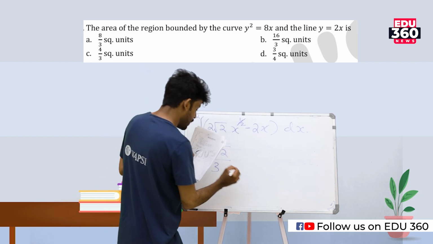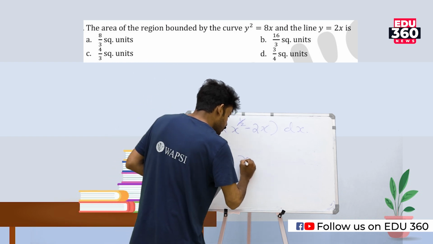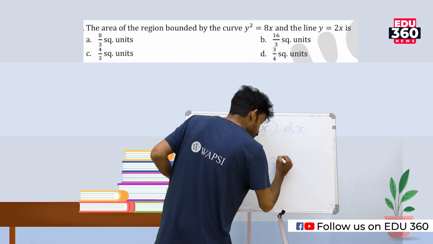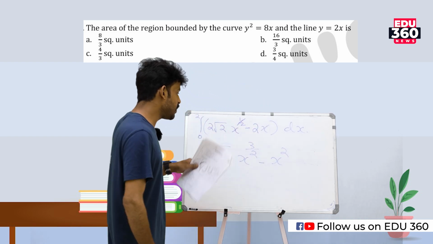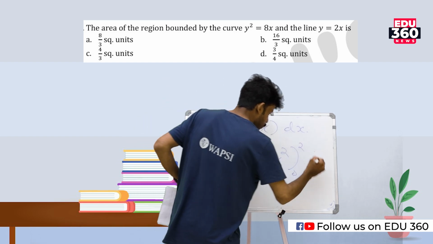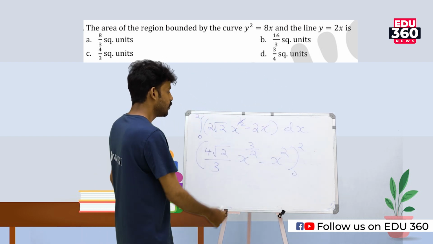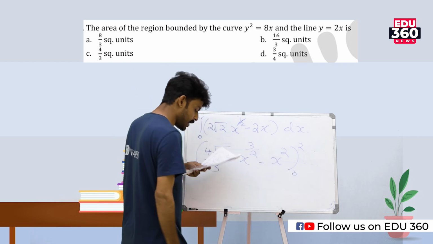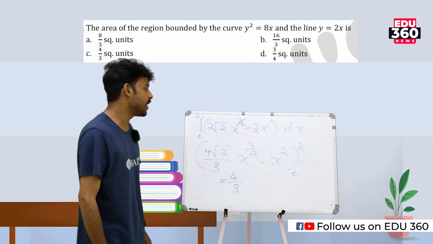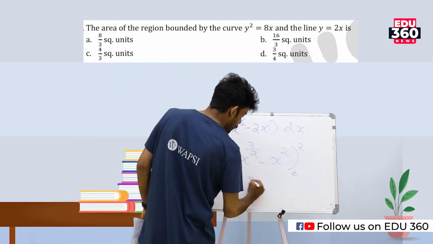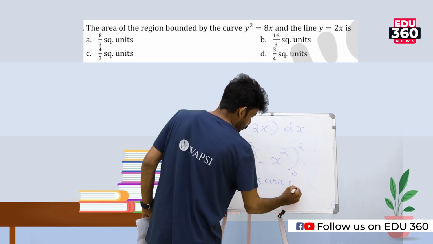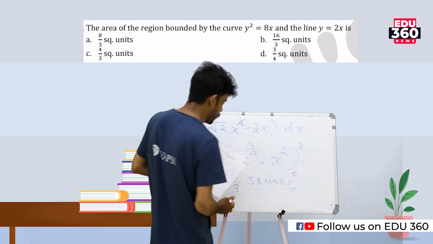divided by 3 x raised to 3 by 2 minus x square from the limit. What is the limit? 0 to 2. We already mentioned the limit is from 0 to 2. So on applying the limits, we will get the final answer, that is 4 by 3 square units.